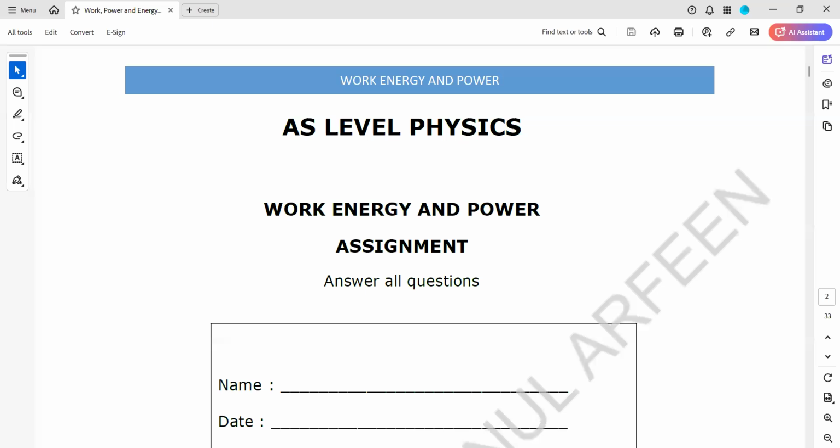So this exercise is related to the topic of work, energy, and power. You will find a similarity whenever you're solving such questions. You will find a similar pattern for these questions.